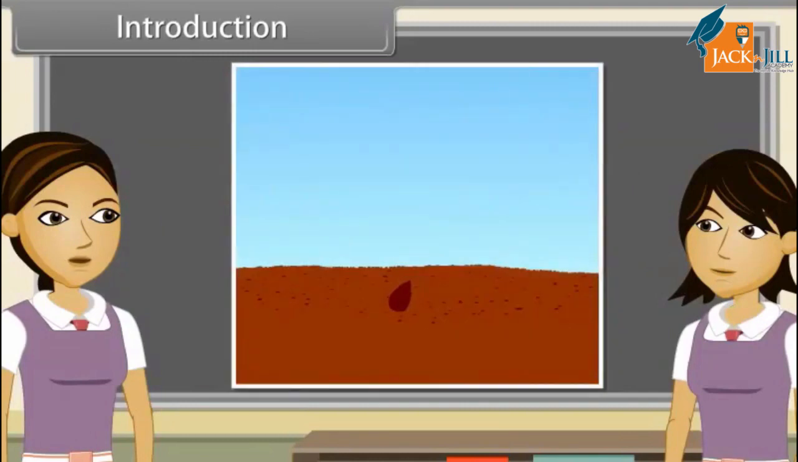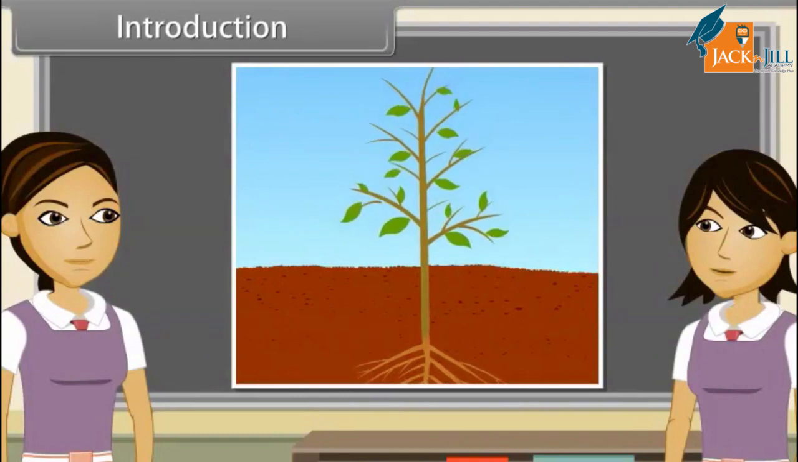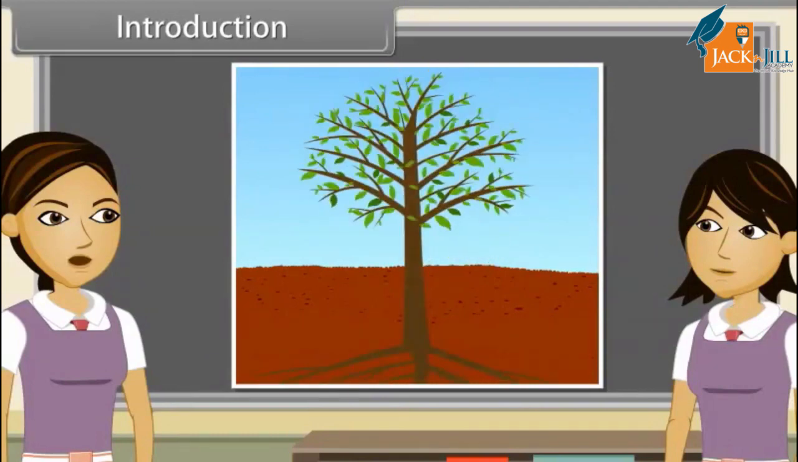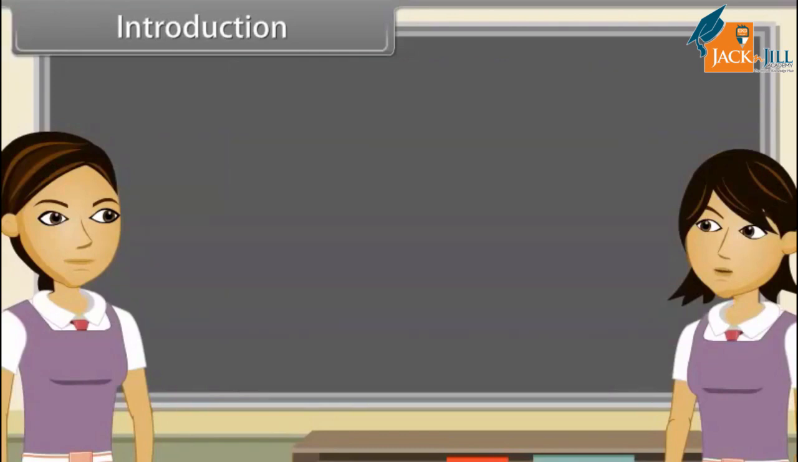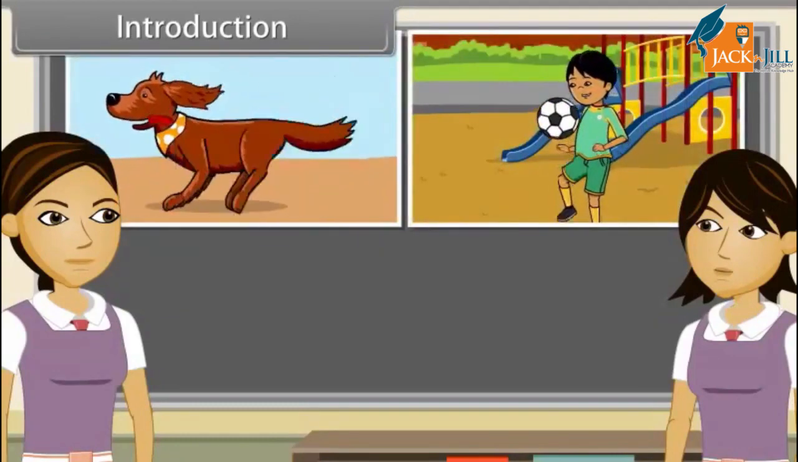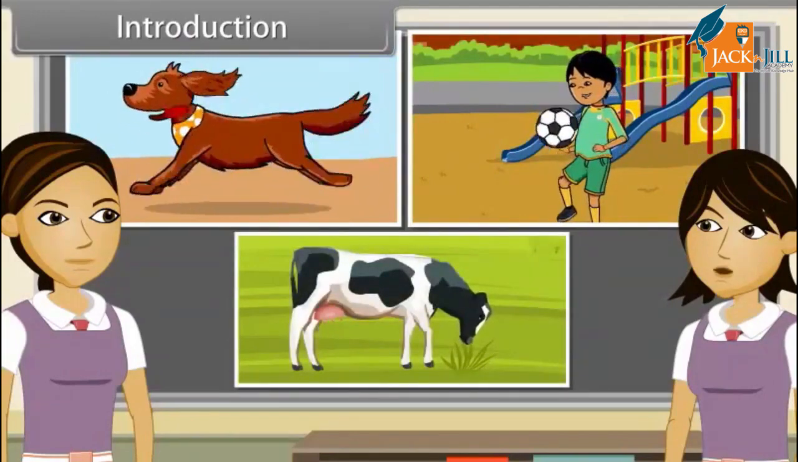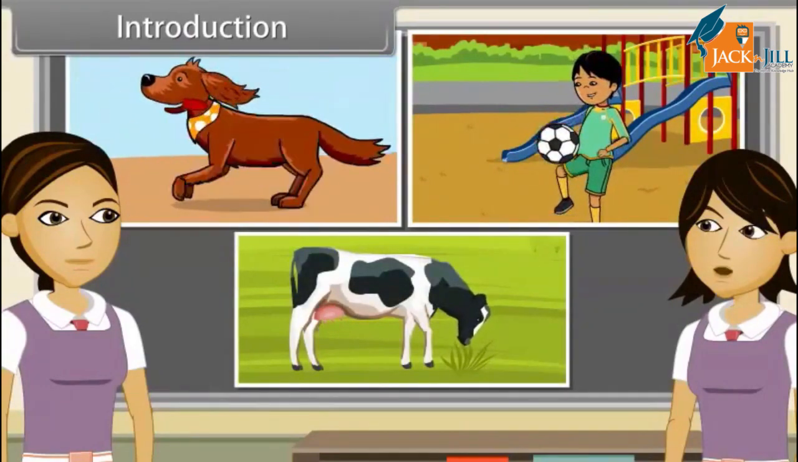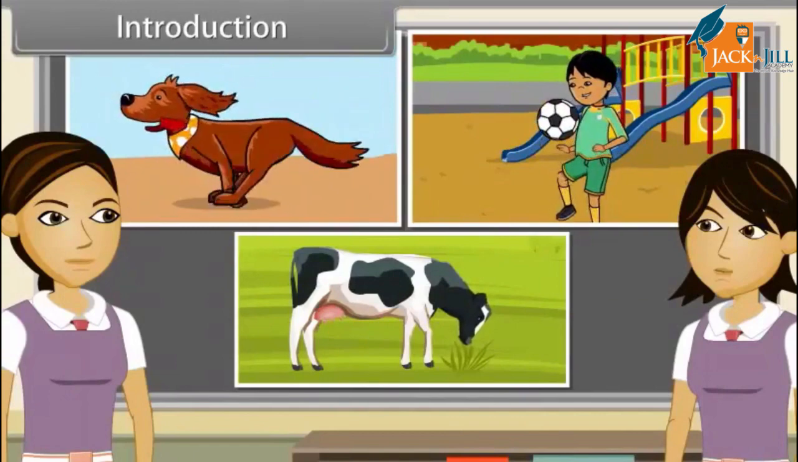This movement can be due to growth, as in plants, where a seed germinates and grows. This movement in plants is stopped after a particular time. On the other hand, in animals and some plants, these movements are not connected with growth. Some examples are the running of a dog, children playing football, and the chewing of cud by cows. These movements are not related to growth.